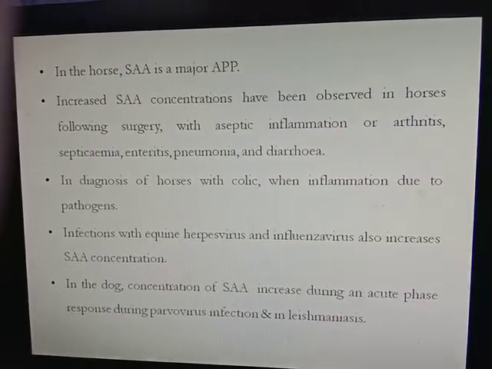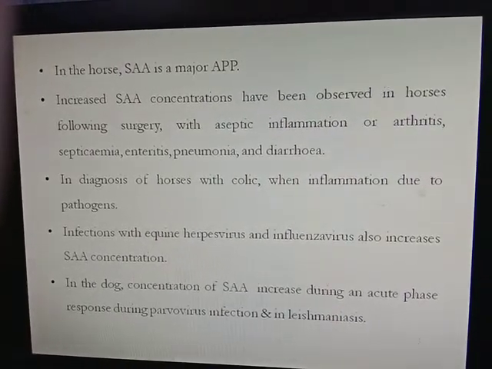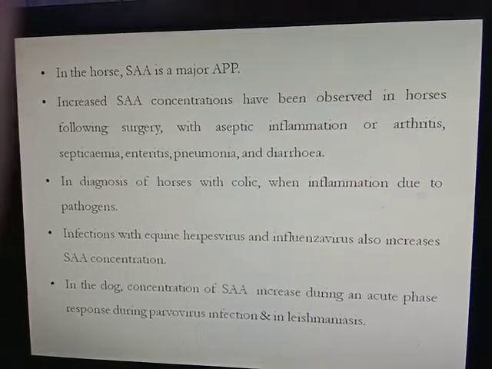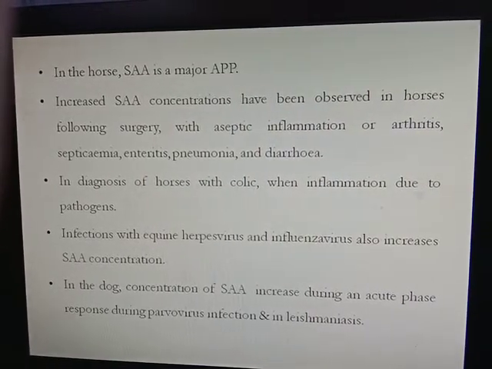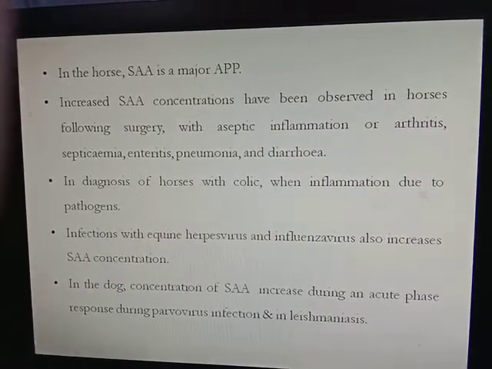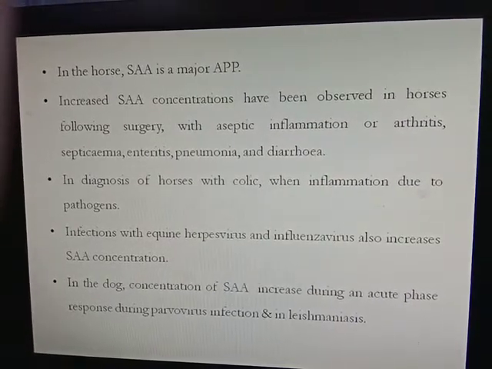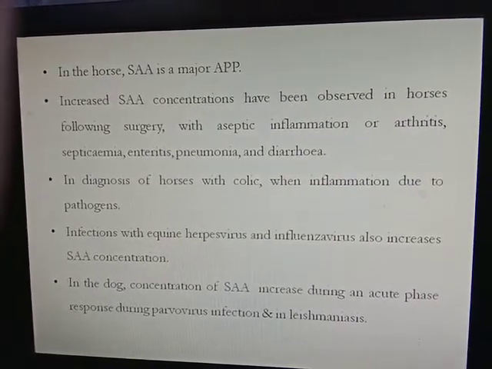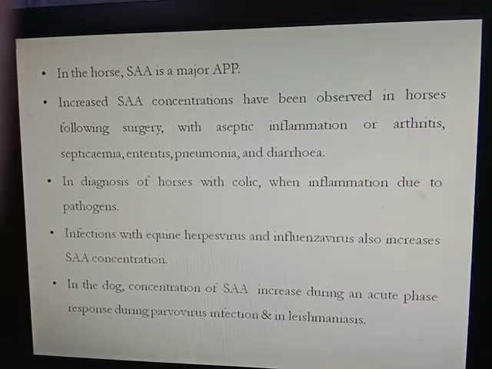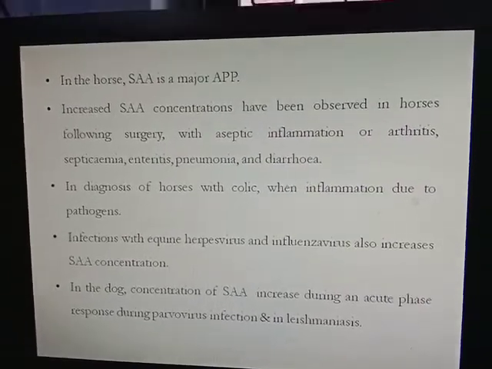Then infection with equine herpes virus and influenza virus also increases the serum amyloid A concentration. In the dog, the concentration of serum amyloid A increases during the acute phase response, during parvovirus infection and in leishmaniasis.